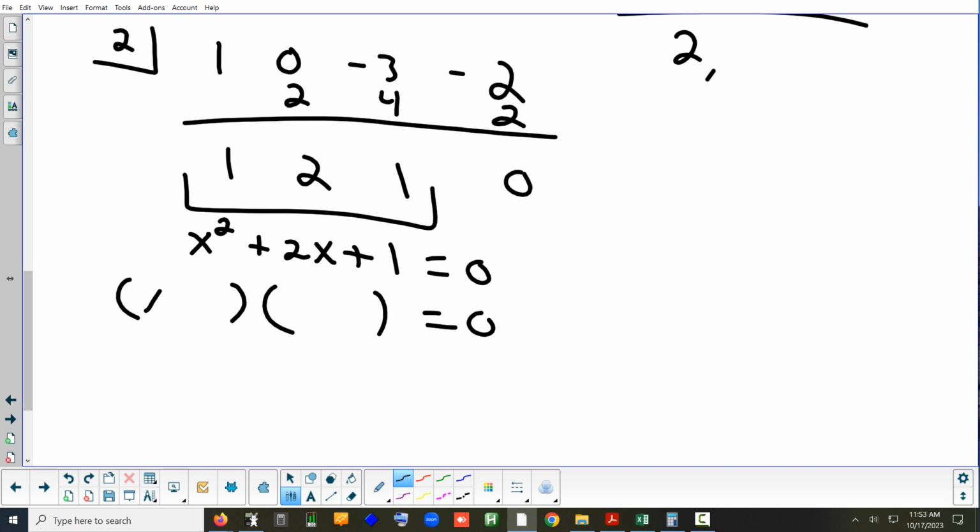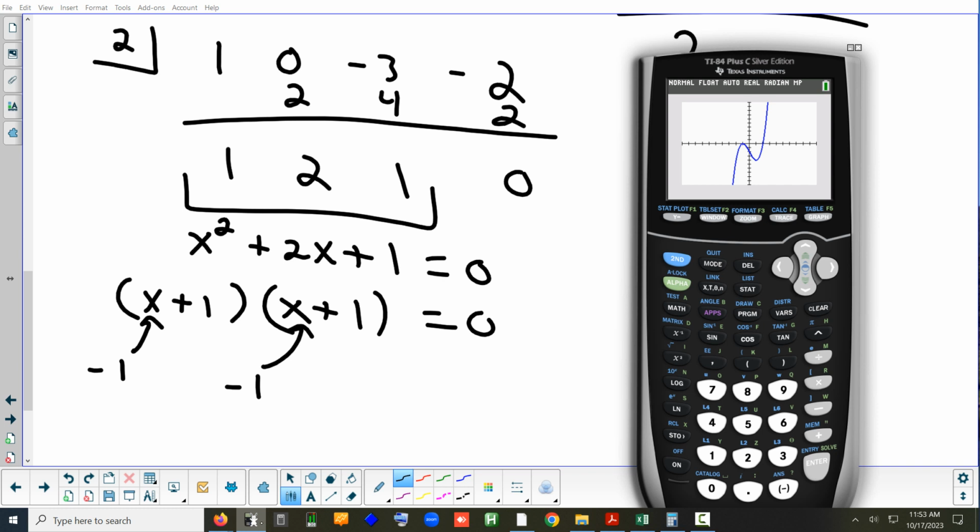x plus 1, x plus 1. So it factors as x plus 1 times x plus 1. And what would you plug in here to get 0? -1. And then what would you plug in here? -1. So -1 is a repeated answer.